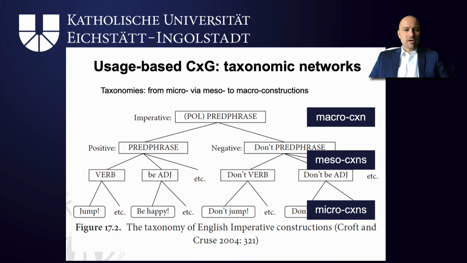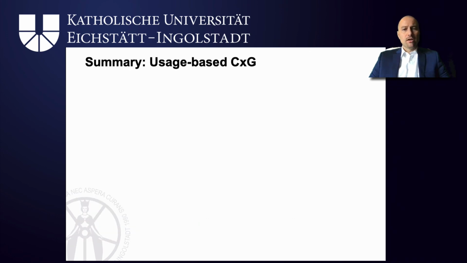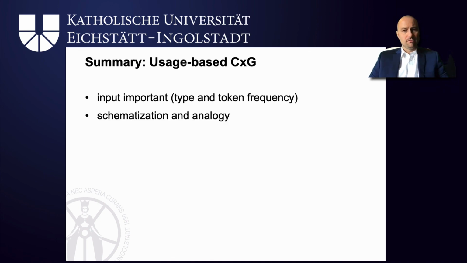So from the micro constructions, jump, eat your beans, or be happy, don't be silly, we get to meso constructions which have slots because of the type frequency. These are going to be related, and if there is enough evidence, we also get a fairly abstract macro construction for imperatives. Summing up, usage-based construction grammar assumes that input is important, and that means type as well as token frequency.